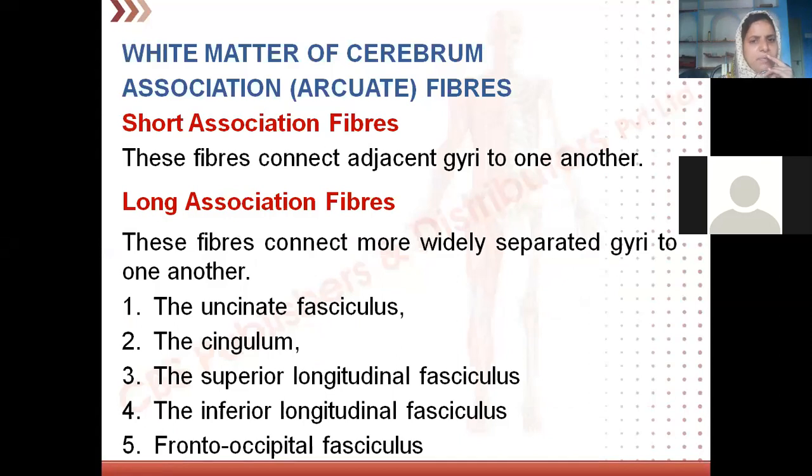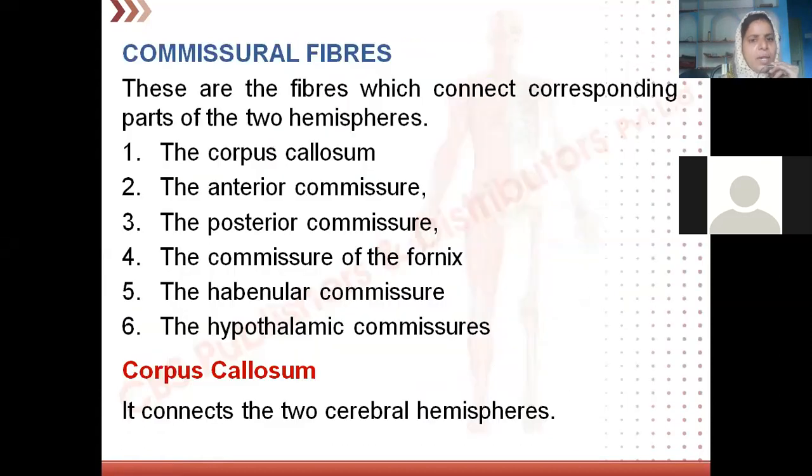What is the difference between association fiber and commissural fiber? Commissural fibers connect the two hemispheres, right and left. Association fibers are between adjacent sulci, gyri and all that. Very good. So among commissural fibers, the largest one is the corpus callosum. Apart from that, pictures are not there.